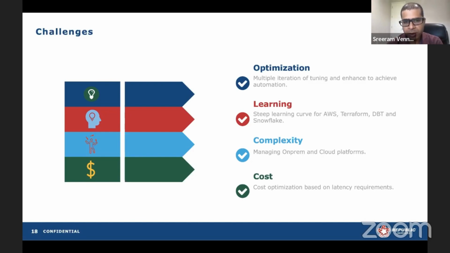There is still a lot of complexity in the architecture. We are in the middle of migrating from on-prem to cloud. So we still need to manage both on-prem and cloud infrastructure. So the complexity still exists, which we are trying to mitigate and cautiously migrate from on-prem to cloud.